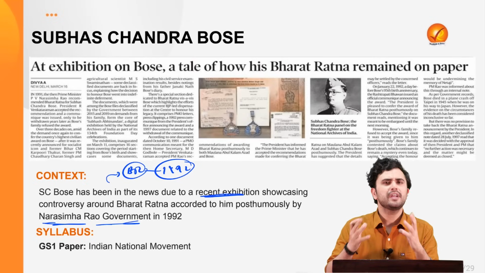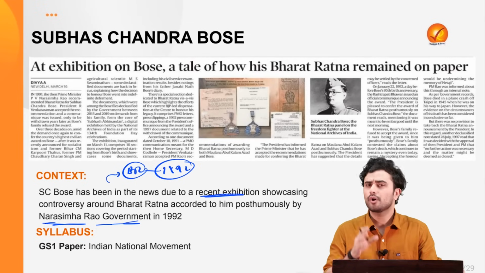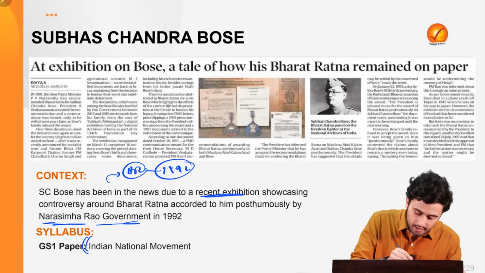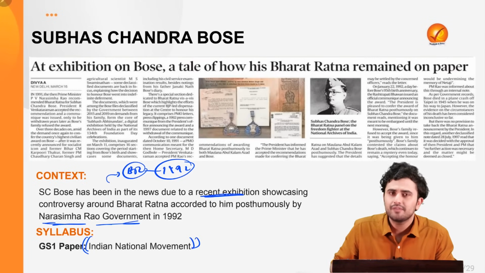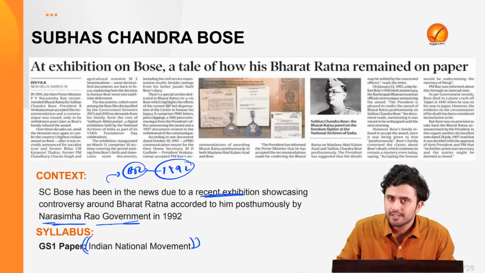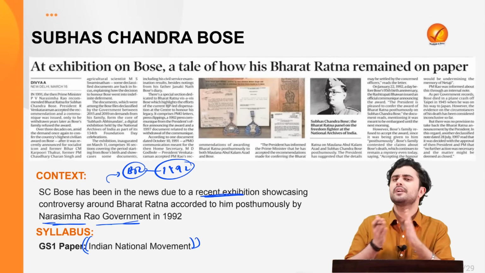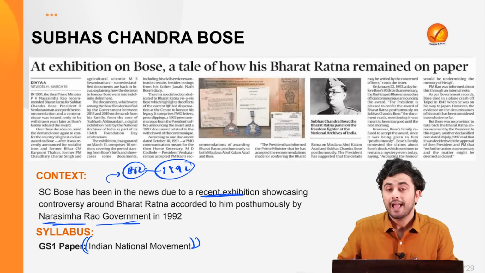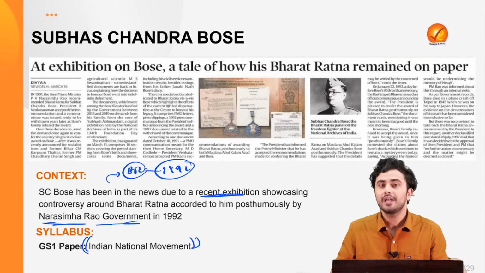Thus, the significant contribution of Subhas Chandra Bose forms an important component of your GS1 paper under the larger theme of the Indian national movement. Moving away from the controversies, in this session, we will try to read and learn from the significant contribution of Subhas Chandra Bose and will try to get inspired from his devil-may-care attitude as aspiring bureaucrats.